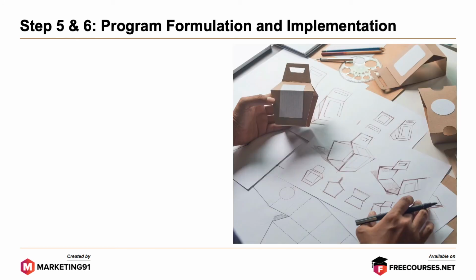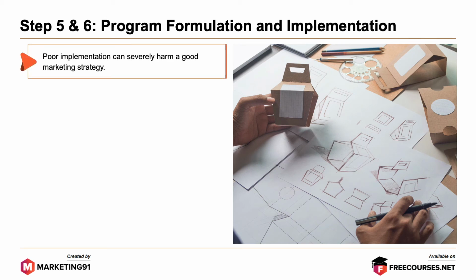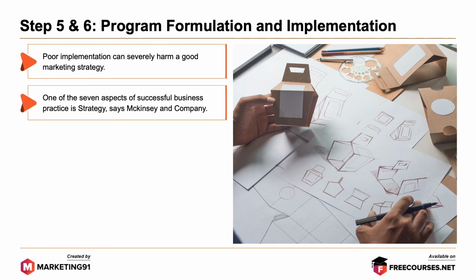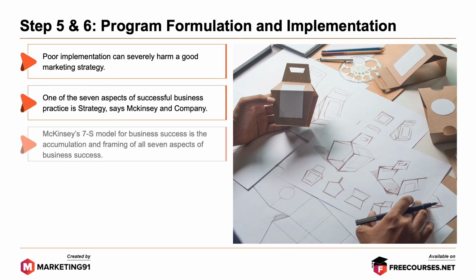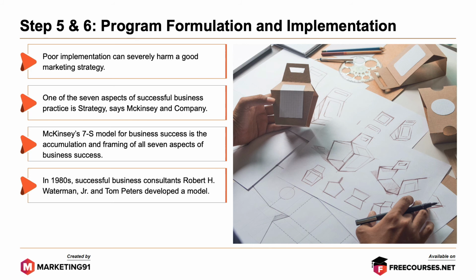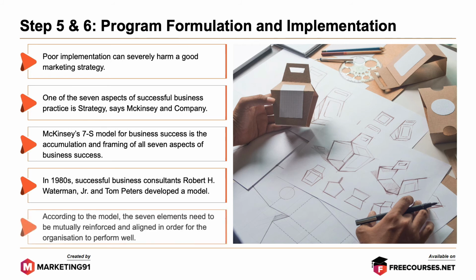Now moving on to steps 5 and 6, which include program formulation and implementation. Poor implementation can severely harm a good marketing strategy. One of the 7 aspects of successful business practice is strategy, says McKinsey and Company. McKinsey's 7S model for business success is the accumulation and framing of all 7 aspects of business success. In the 1980s, successful business consultants Robert H. Waterman and Tom Peters developed a model.